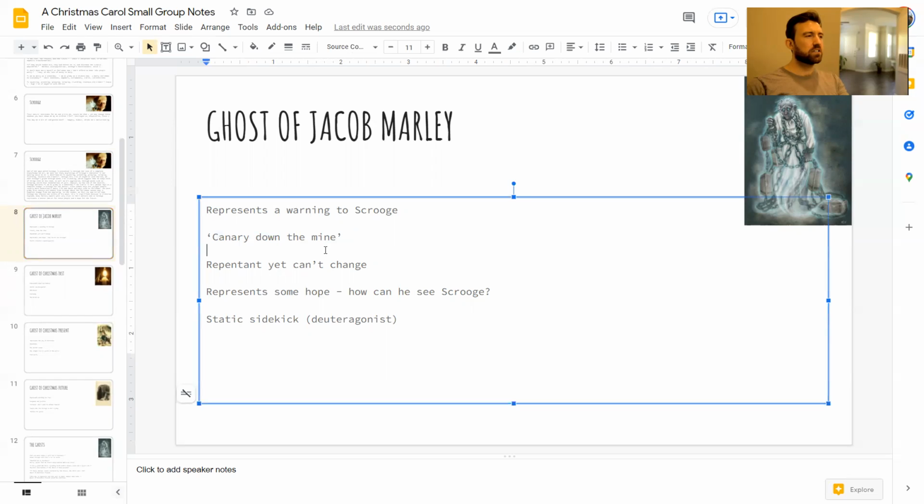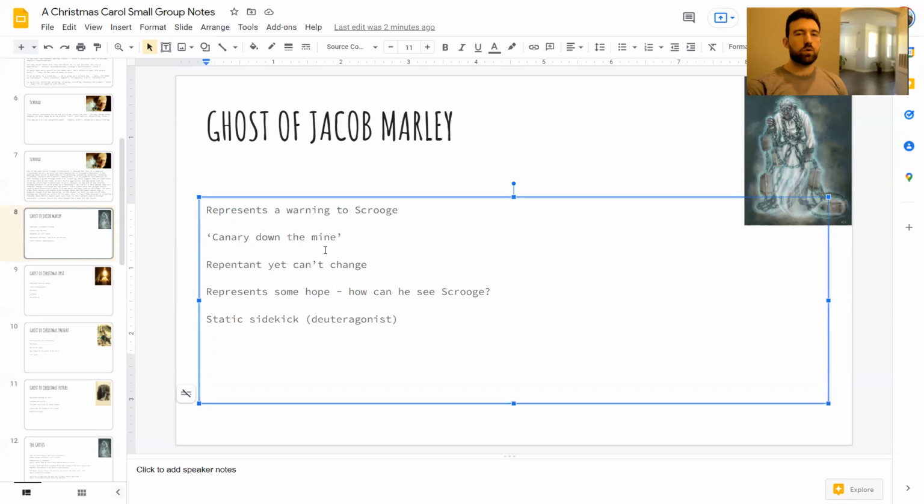He's also what you might consider the canary down the mine for Scrooge. What I mean by that is Jacob Marley was very similar to Scrooge when he was alive. So looking at Jacob Marley's fate is very similar to looking at his own fate. If he doesn't change his ways, if he doesn't come round from what he's done, then there's a good chance he'll be bound in chains forever, wandering the earth, the same as Jacob Marley. And this, of course, is a representation of hell.